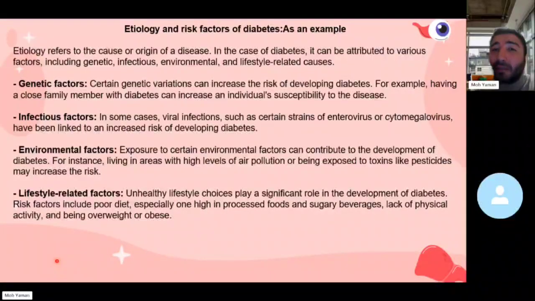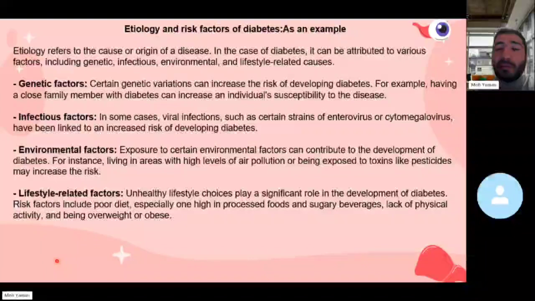Let's take an example according to the risk factors of diabetes. We all know, guys, that etiology as a term refers to the cause or the origin of this disease, the root of this disease. So if we explain the causes of diabetes, we can also speak about genetic factors. You know that if a close family member has it, there is a risk of also getting diabetes, especially type 2.